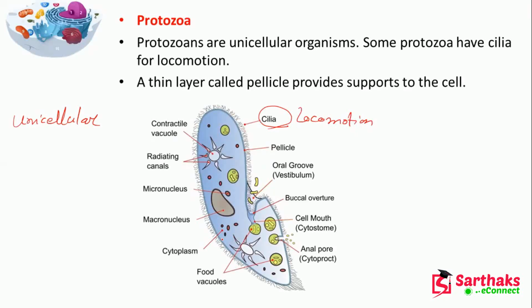A thin layer called a pellicle. Here you can see this is the pellicle. This layer provides support to the cell. So in case of protozoa, we can see the cilia, which help for locomotion, and we can see the pellicle, a thin layer which provides support to the cell.